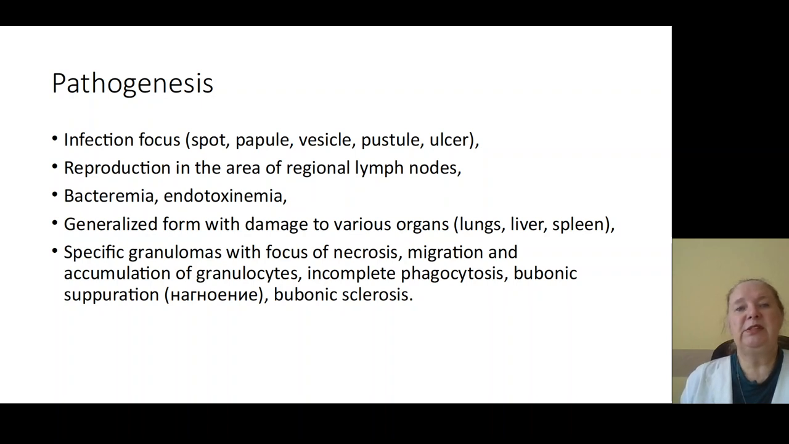So there is a specific granuloma with a focus of necrosis, with migration and accumulation of granulocytes, and then destruction of lymphatic nodes, formation of necrosis, and then sclerosis of bubones. So, as in plague, we indicate local and general forms of infection.